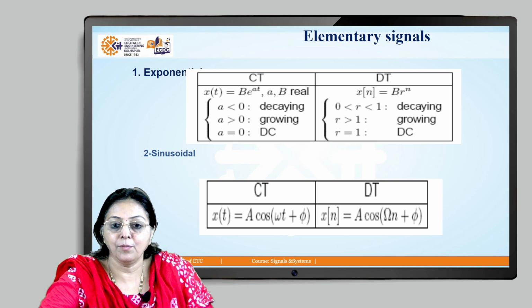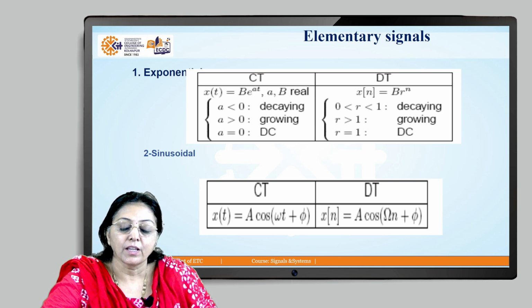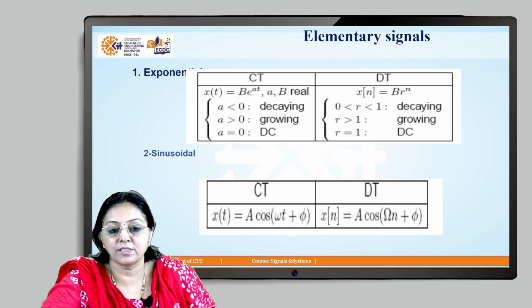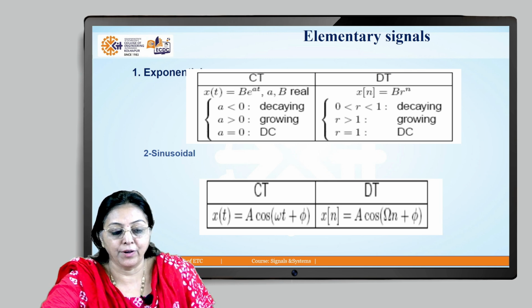So for continuous time as well as discrete time signals, the elementary signals we are going to discuss are the exponential and the sinusoidal waveform. In the sinusoidal waveform, we can plot the signal x of t equal to A cos of omega t plus phi, cosine wave, sine wave, where phi is the angle. It runs from minus infinity to plus infinity, and it is scaled by A. A is the constant value or the amplitude value.